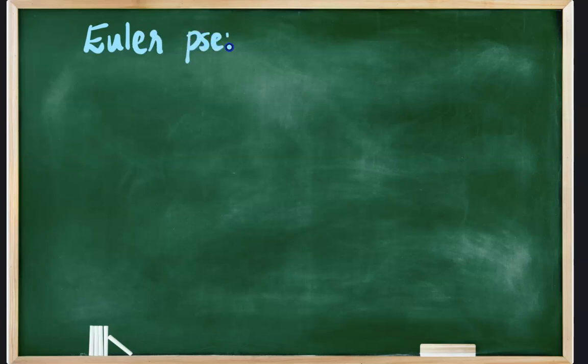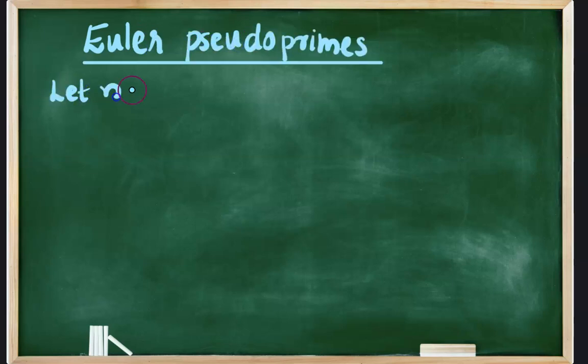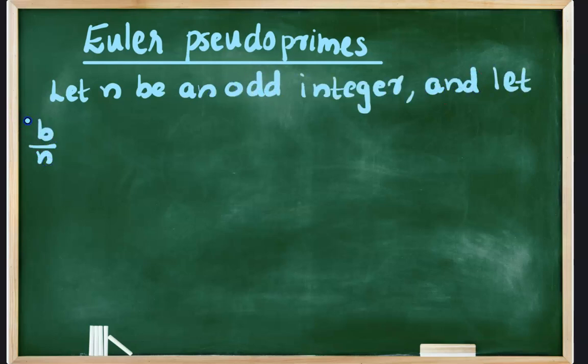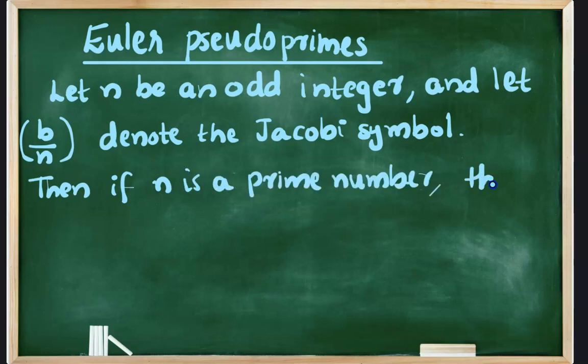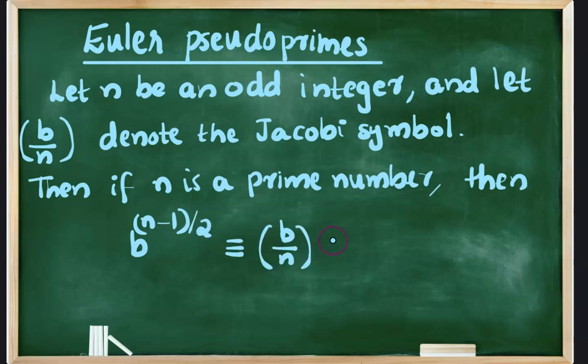Euler pseudo prime. Definition: let n be an odd integer and let (b/n) denote the Jacobi symbol. Then we know that if n is a prime number, then b raised to (n-1)/2 will be congruent to the Legendre symbol (b/n) modulo n, where n is a prime. So we know that this relation will be satisfied whenever n is a prime number.